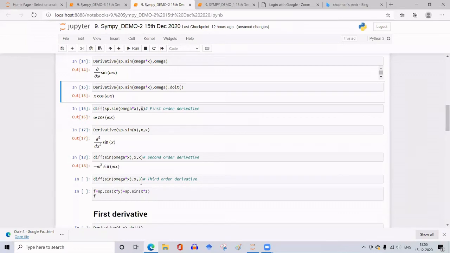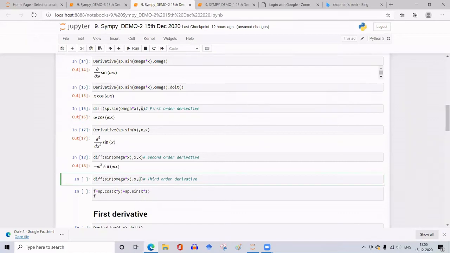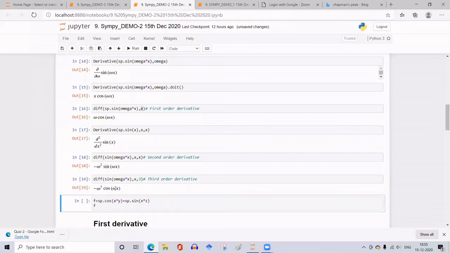Similarly, suppose you want 3 times, you just write 3 here. The variable is x with respect to which you want the derivative, and the order of the derivative you just give it here. This will evaluate. Once again, it will differentiate this and give me the answer. What is the answer for this? If you differentiate it once again: minus omega cube sine omega x, not sine, cos. Isn't it? Yes. Minus omega cube cos of omega x. Okay. So that is how we get derivatives and partial derivatives.